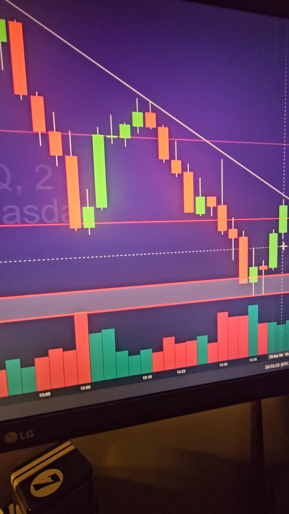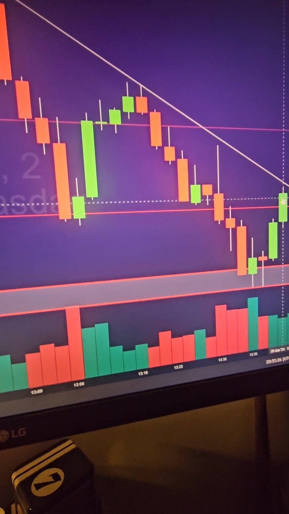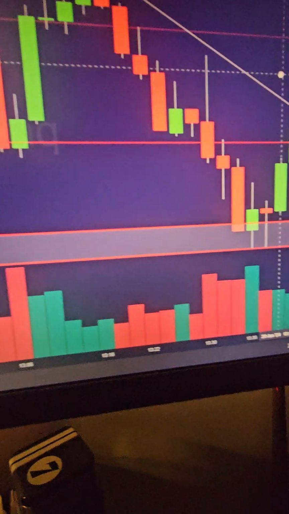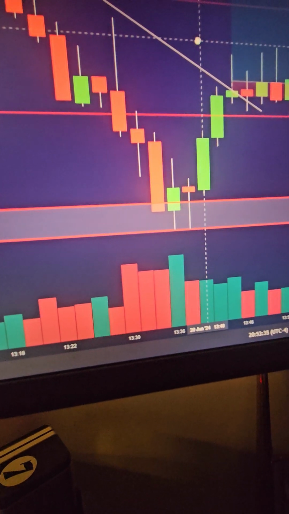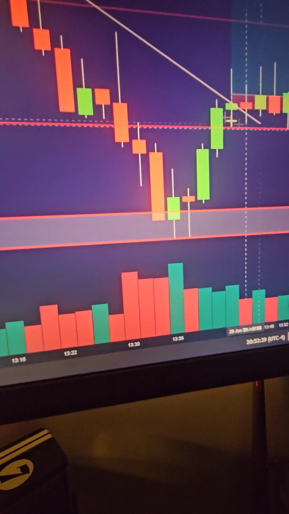We shoot up with really strong bars. We start heading towards the trend line, and now something different happens. We don't bounce off of it like we did before. Instead, we go sideways here. So this is a clear break of this trend line.